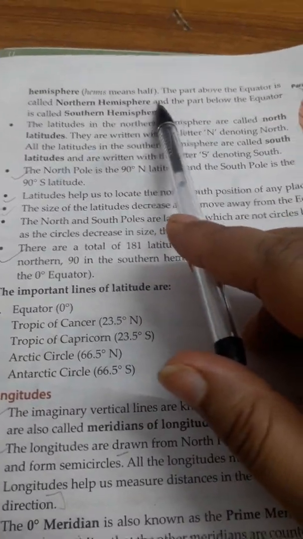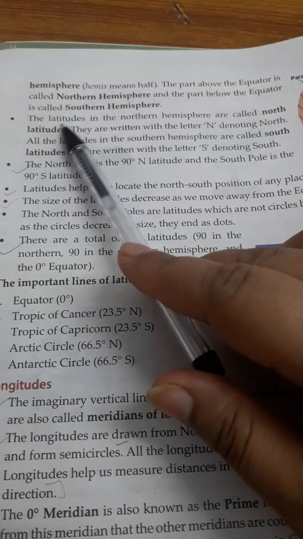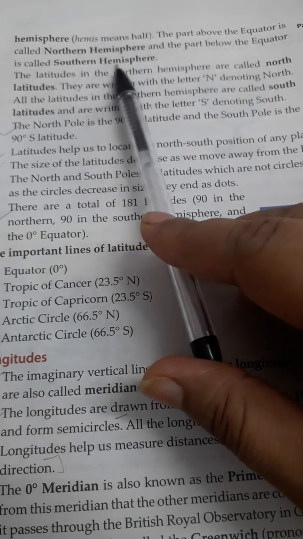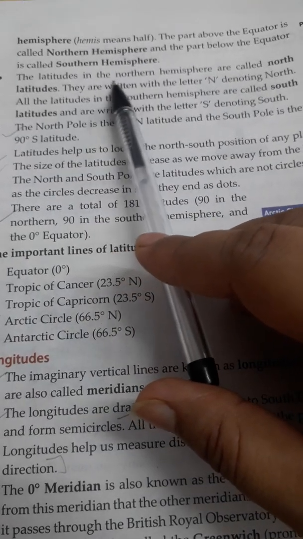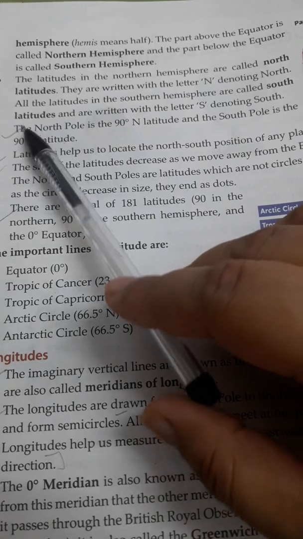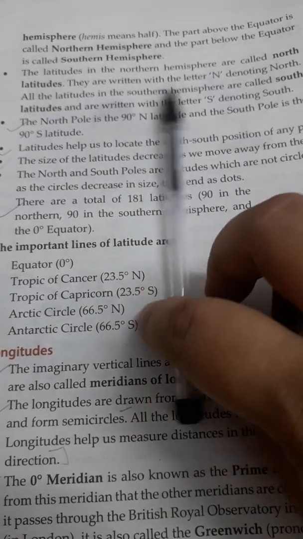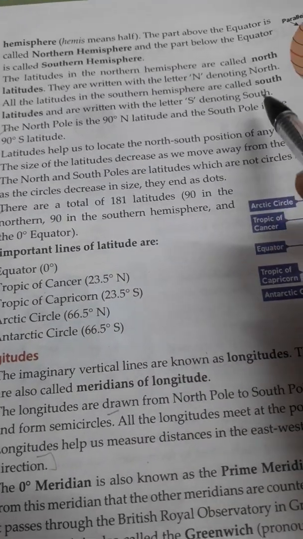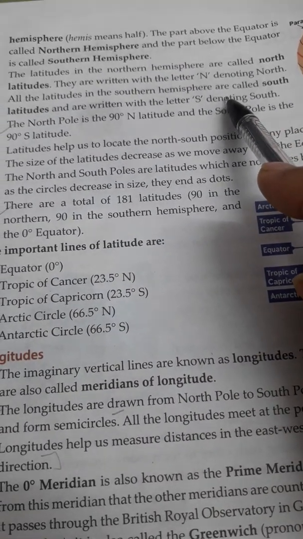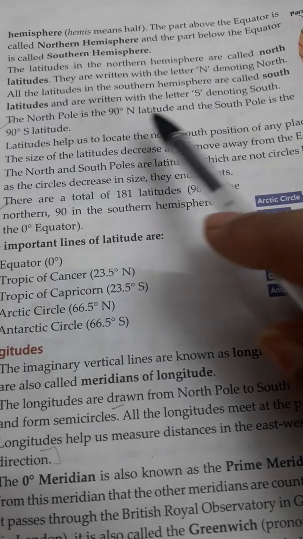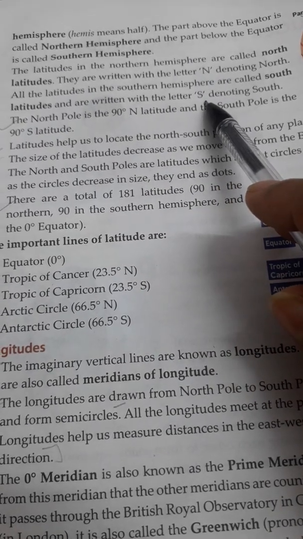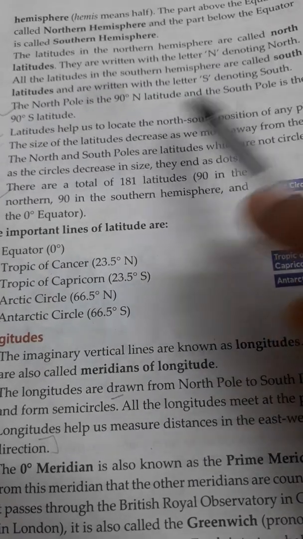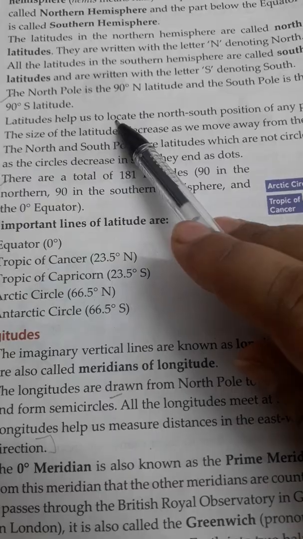Hemisphere. Hemi means half. The part above the equator is called the northern hemisphere and the part below the equator is called the southern hemisphere. The latitudes in the northern hemisphere are called north latitudes. They are written with the letter N denoting north, and all the latitudes in the southern hemisphere are called south latitudes and are written with the letter S. The North Pole is at 90° north latitude and the South Pole is at 90° south latitude.